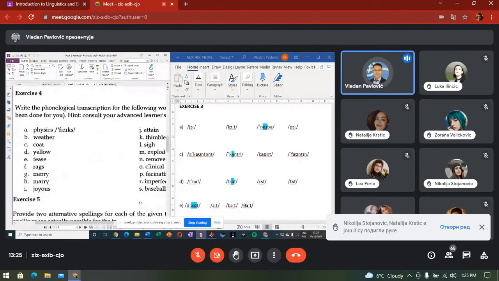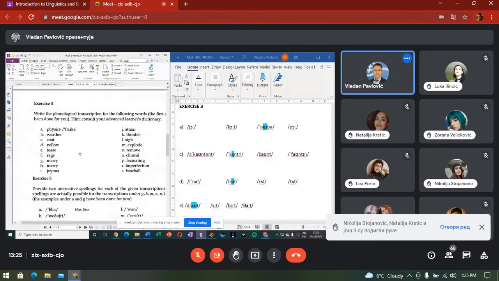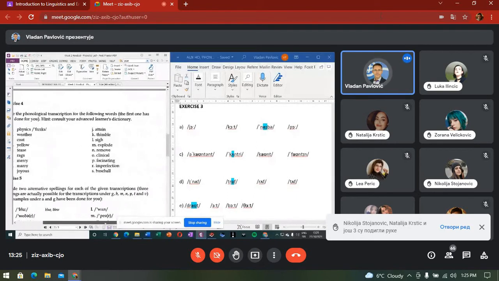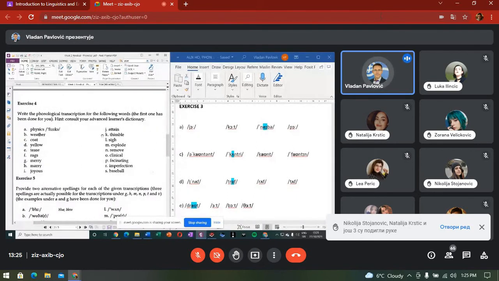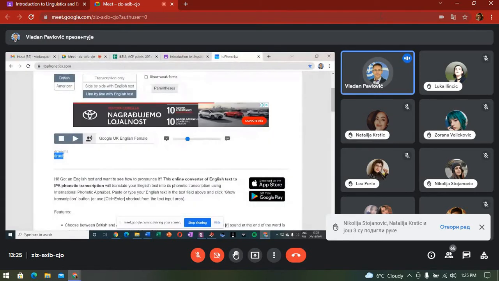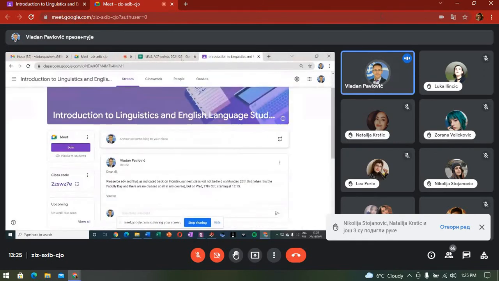Let's also do several examples from this task as well. So write a phonological transcription for the following words. And the first one has been done for you. And hint, of course, consult the Advanced Learners Dictionary. So let's say Longman or Cambridge Advanced Learners Dictionary or Oxford Advanced Learners Dictionary. So any Advanced Learners Dictionary is okay, as well as this website that I just mentioned, or any other website that has to do with it.